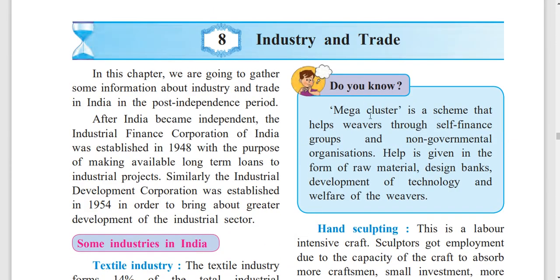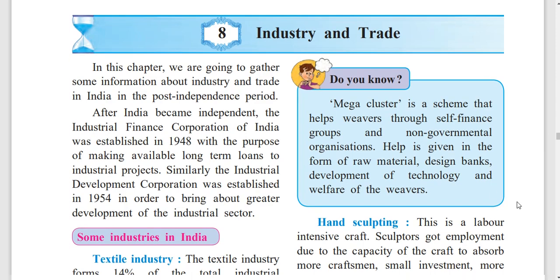Do you know? Mega cluster is a scheme that helps weavers through self-finance groups and non-governmental organizations. Help is given in the form of raw material, design banks, development of technology, and welfare of the weavers.